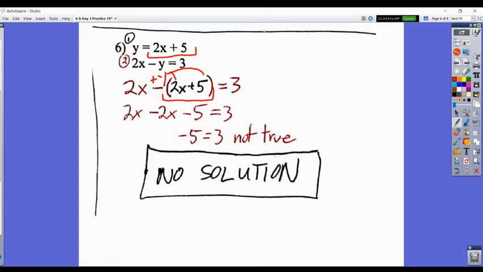You're going to end up with the variables dropping out, because 2x minus 2x is 0 and negative 5 does not equal 3. It's not true. So that answer is no solution.